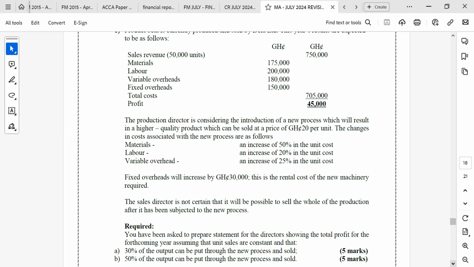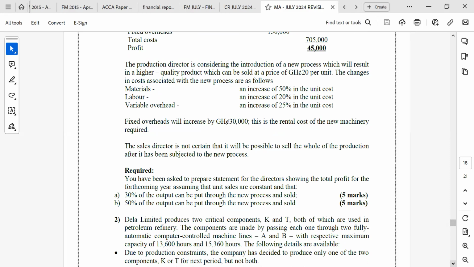The sales director is not certain that it will be possible to sell the whole of the production after it has been subjected to the new process. Required: You have been asked to prepare a statement for the director showing the total profit for the forthcoming year, assuming the unit sales are constant and that A. 30% of the output can be put through the new process and sold. B. 50% of the output can be put through the new process and sold.